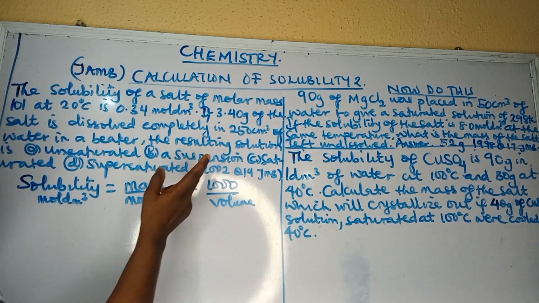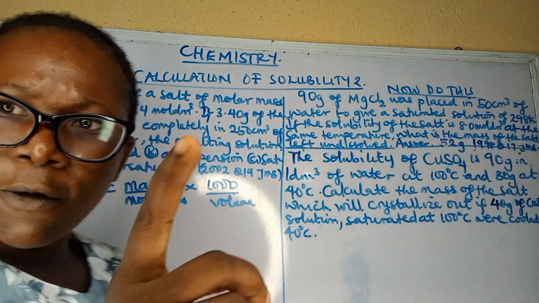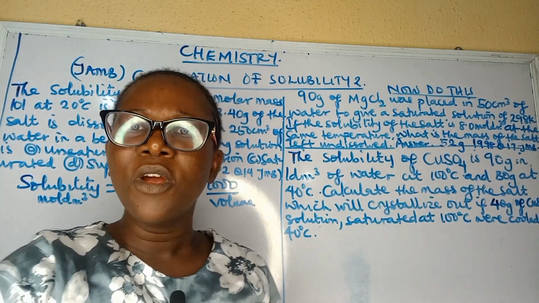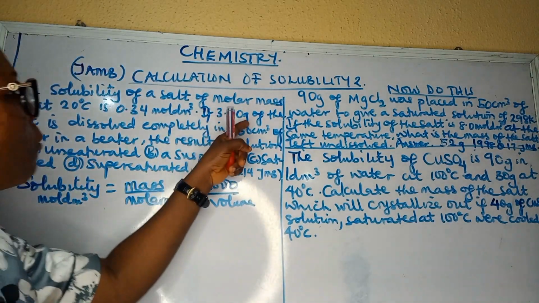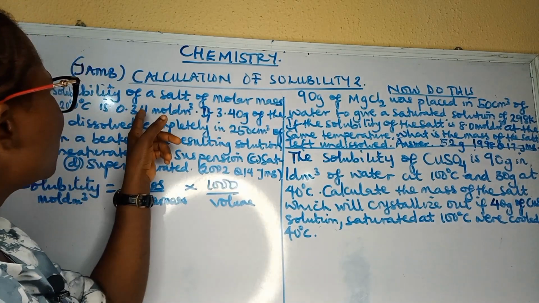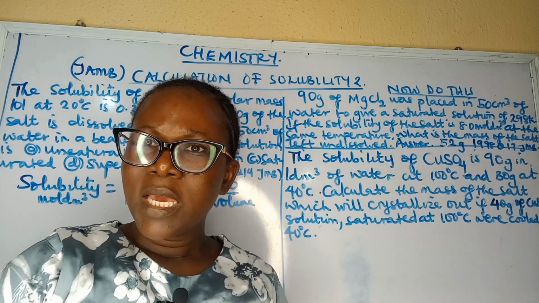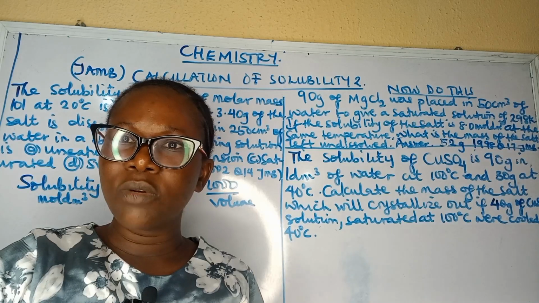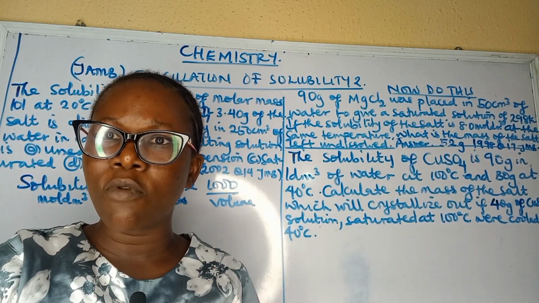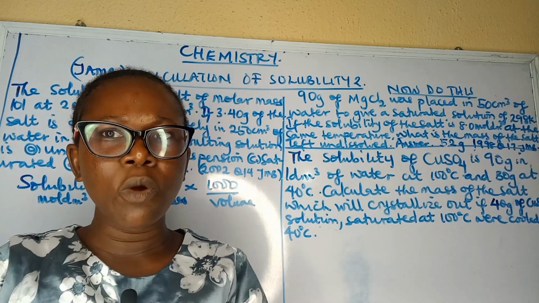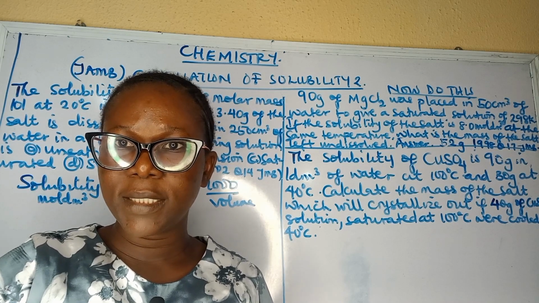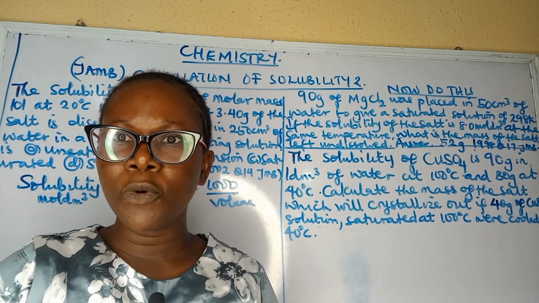And what else has been given? The solubility itself that you're going to calculate has been given. So what they are trying to say here is that if 3.4 gram of salt is dissolved in 250 cm cube of water to give a solubility of 0.34 mole per dm cube, is that solution saturated or not? That is, the 3.4 gram of salt that was added to the 250 cm cube of water, is it up to what's supposed to be added, or is it less than what's supposed to be added, or is it more than what's supposed to be added?